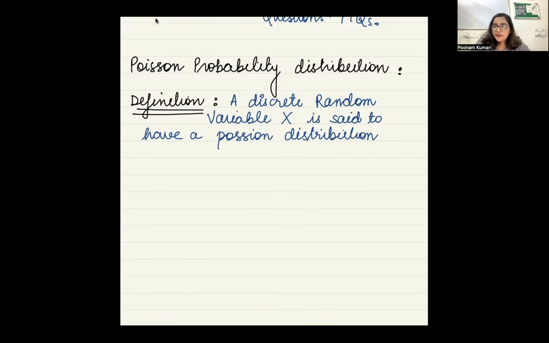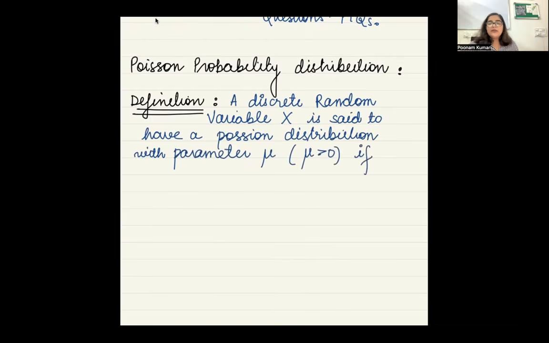In the hypergeometric distribution, what were the parameters? We needed to know what is capital N. We needed to know what is capital M. We also needed to know what is small n. These three were the parameters. Similarly, for this distribution, we have a parameter which is called mu. So a discrete random variable x is said to have a Poisson distribution with parameter mu, and mu has to be positive.